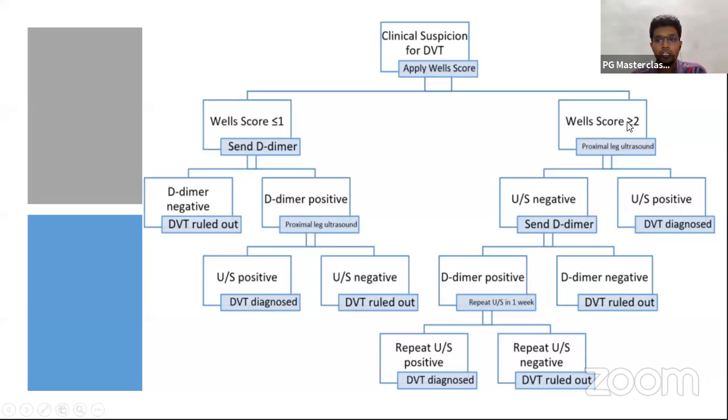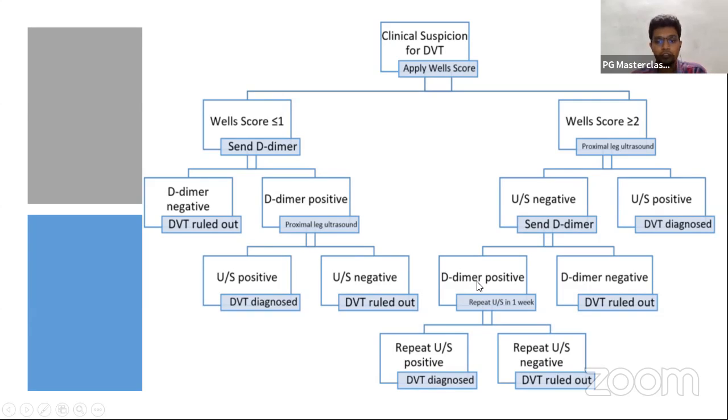If the Wells score is greater than 2, patients with moderate risk, first straight away we go for proximal leg ultrasound. And if the ultrasound is negative, we send a D-dimer. If it's positive, then repeat ultrasound in 1 week. And if it comes positive, then the patient is diagnosed as having DVT.